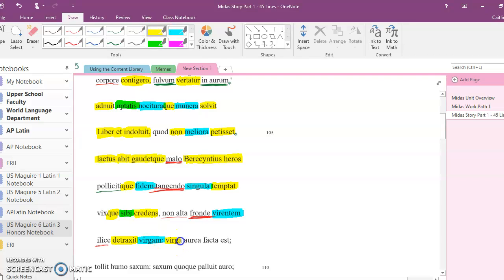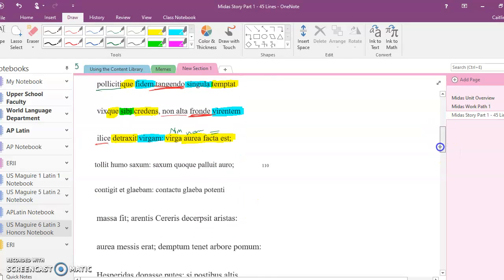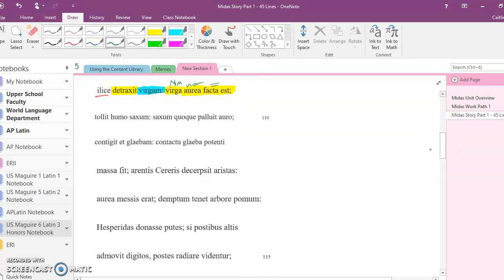Now branch is the subject. The branch became, or was made, golden. Nominative, right? You're going to have a nominative, and then you have a form of like to be or to become. You're going to have another nominative, right? The branch became golden. Alright, that's the first thing.